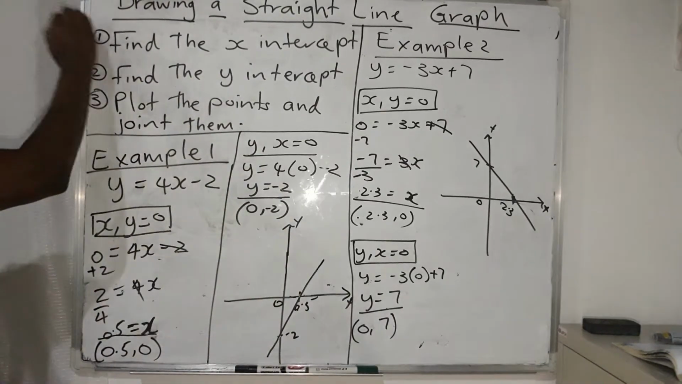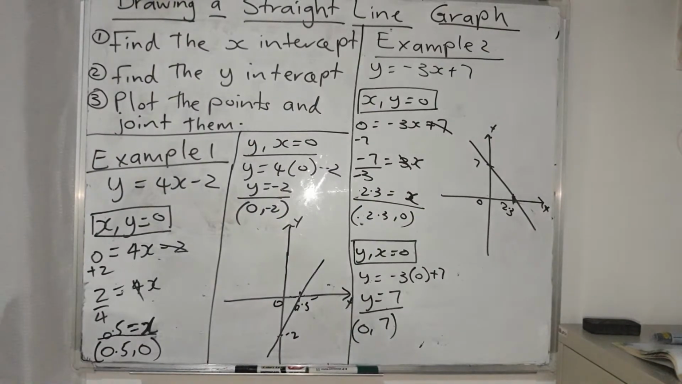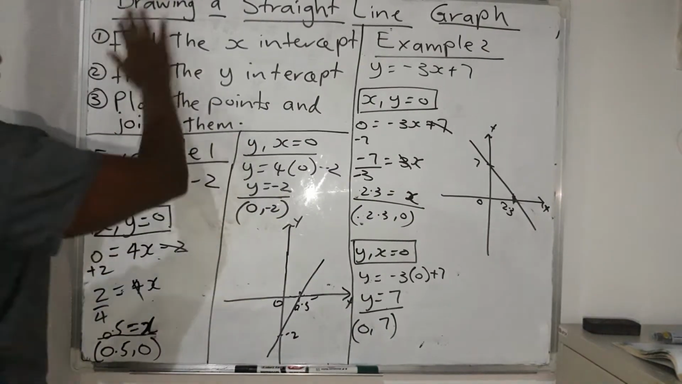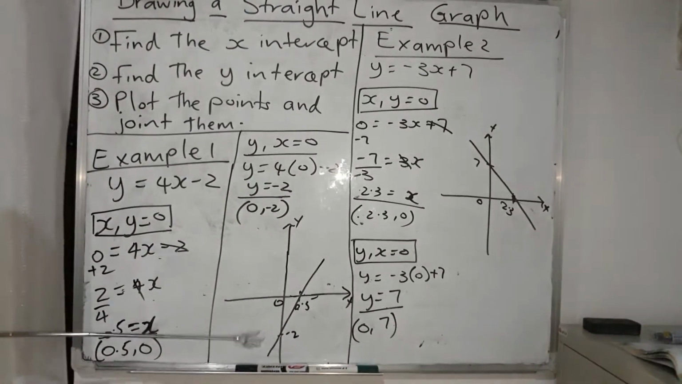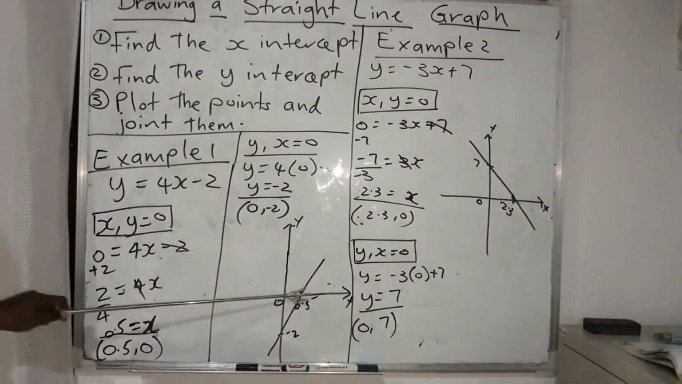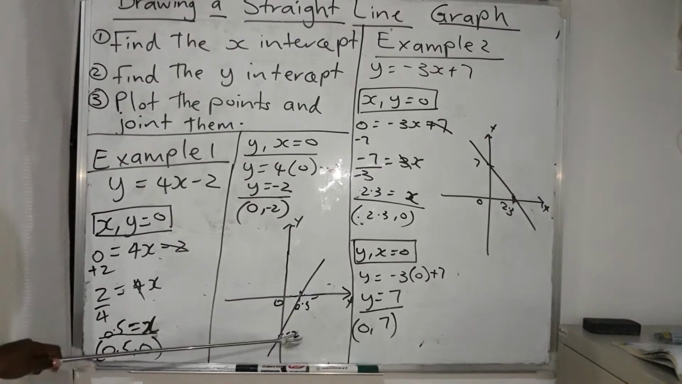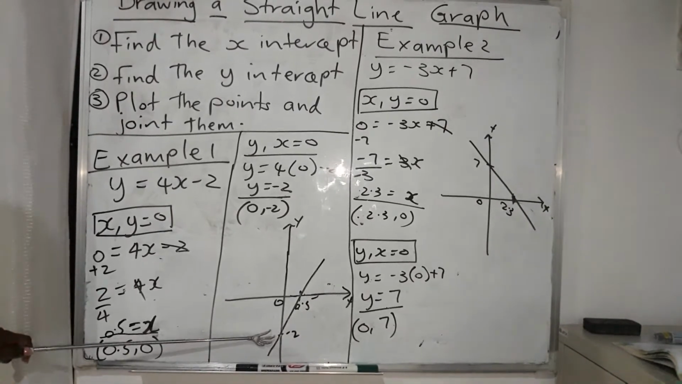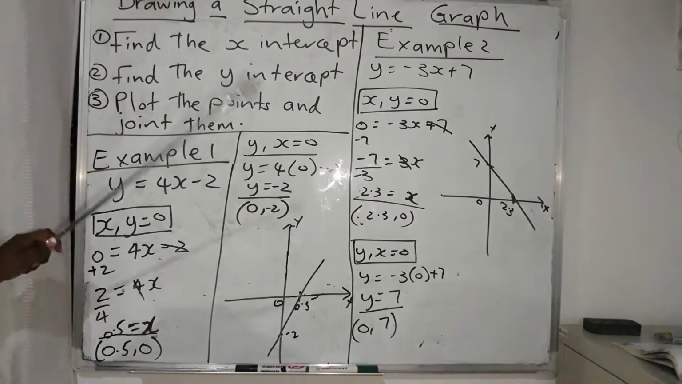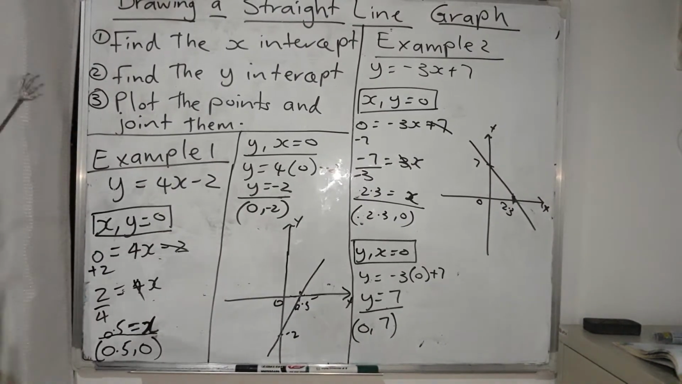Today we will start with drawing a straight line graph. The rule is you will find the x-intercept. On my graph here, that's my x-intercept. And number 2, you will find the y-intercept. The place where the graph cuts the y-axis is the y-intercept. The place the graph cuts the x-axis is your x-intercept. We'll plot the 2 points and join them. Let us look at an example and you'll understand better.